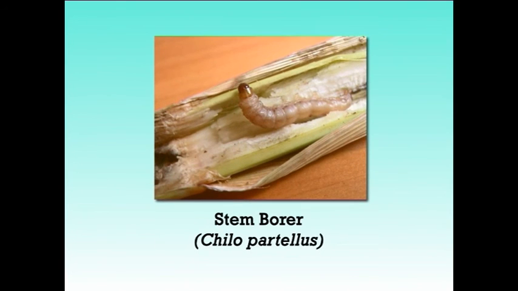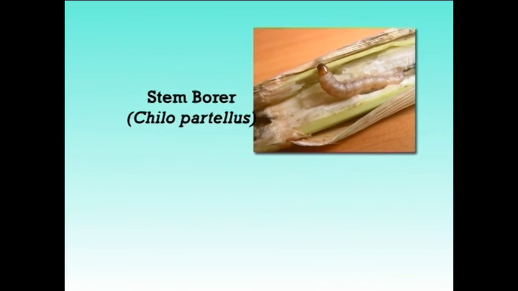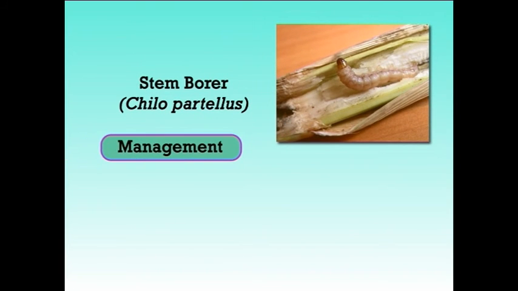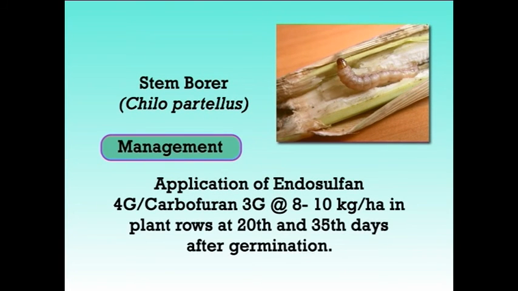The next insect is stem borer, also known as Chilo partellus. This can be managed by application of endosulfan 4G or carbofuran 3G at the rate of 8 to 10 kg per hectare in plant rows at 20th and 35th day after germination.